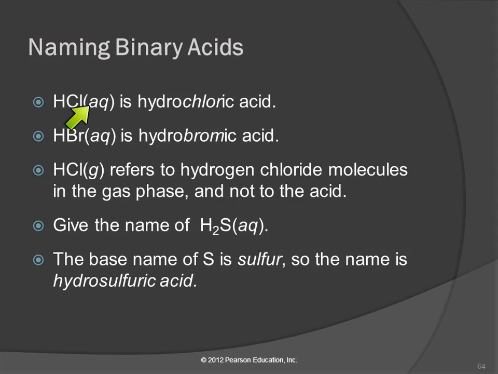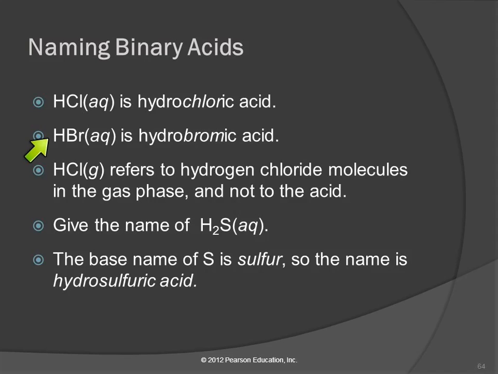HCl(aq). The aq here just means that this is dissolved in water, and so we name it as an acid. Your book uses that convention, and it's correct, but I'm not going to get hung up on it. So HCl is hydrochloric acid. Two elements, hydrogen and chlorine. The hydrogen tells us this is an acid. Then there's chlorine. So we put hydro in front of chlorine, and we change its ending to ic, hydrochloric acid.